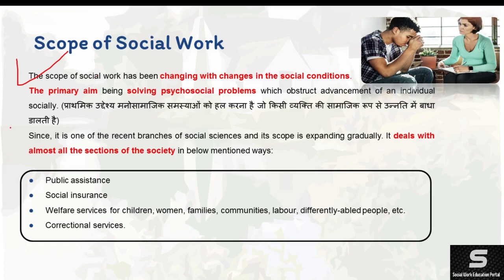So you can say that the scope of social work basically is very vast, and it deals with almost all the sections of society, like public assistance, social insurance, and welfare for the needy people like children, women, families, communities, labor, and different level persons, correctional services. So all these things come under the social work.